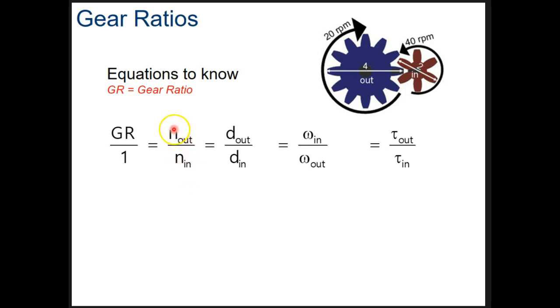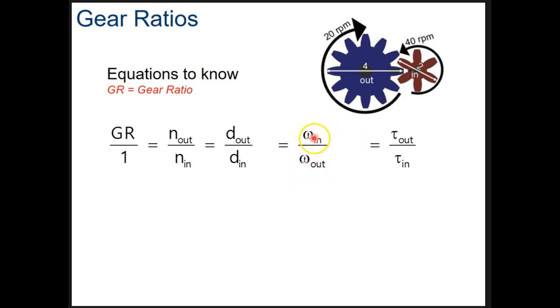So the ratio of the number of teeth on the output gear divided by the number of teeth in the input gear, that ratio is the same as the diameter of the output divided by the diameter of the input, which is also the same as the torque on the output divided by the torque of the input, which is also the same as the angular velocity, omega. So this is omega in divided by omega out. The angular velocity in divided by angular velocity out.